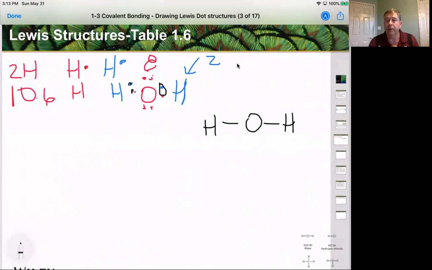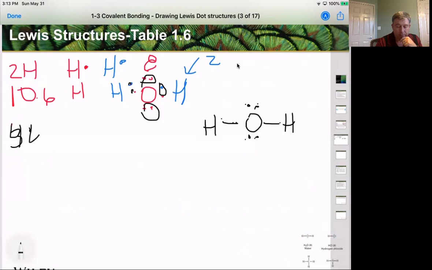But we're not done yet, because there are still 2 lone pairs we have to account for, these and these. So we're going to put those back on the structure here. And so we end up having a total of 1, 2, 3, 4, 5, 6, 7, 8 electrons around oxygen, and we have 2 electrons around each of the hydrogens. Okay, remember, bonds count for 2 electrons, and they're shared between those 2 atoms, so they count for each of the atoms.